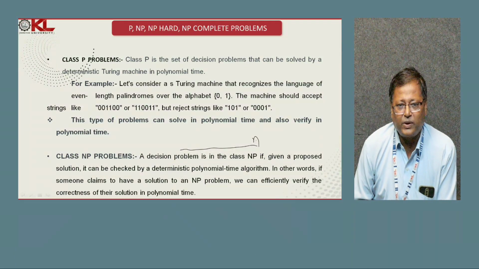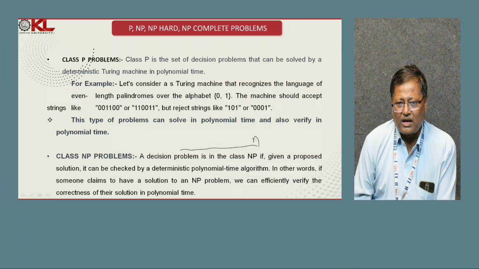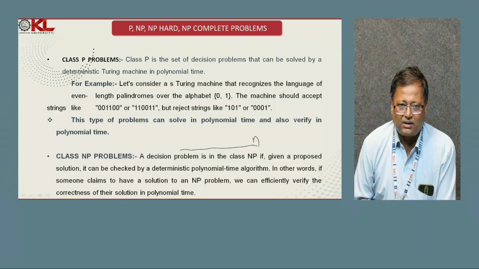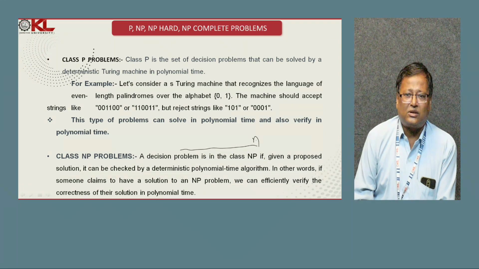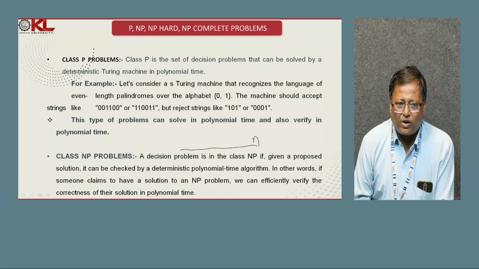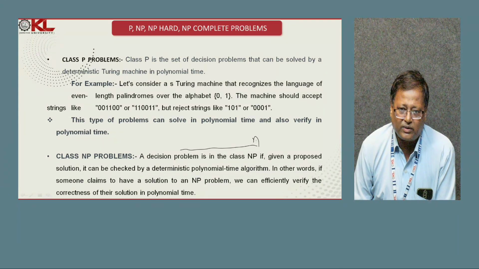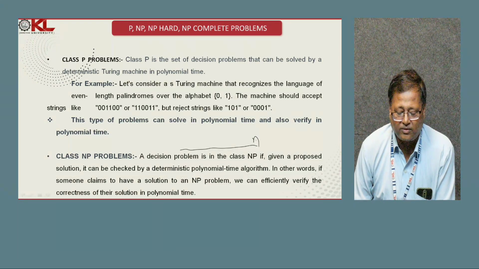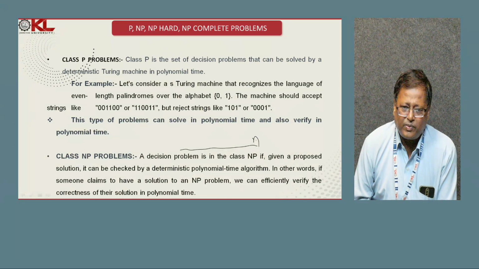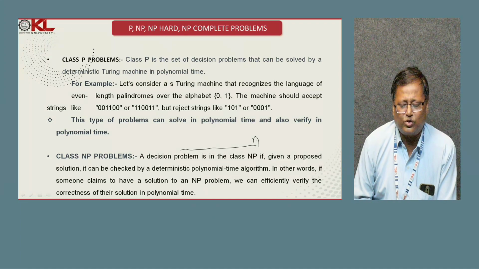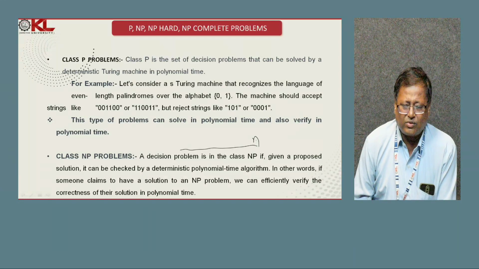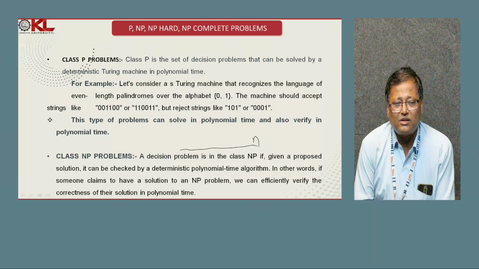Then we go for NP problems. For NP decision problems, if a proper solution is given, we can easily verify it by a deterministic polynomial time algorithm. If someone claims to have a solution of an NP problem, we can efficiently verify the correctness of their solution in polynomial time. So an NP problem is given, someone gives a solution, and we can verify whether the solution is correct or wrong in polynomial time. That class of problems is known as NP problems.